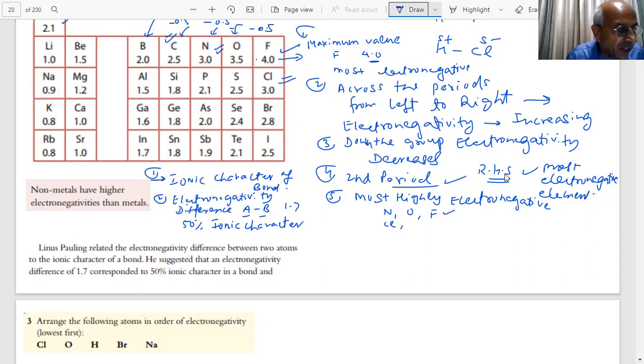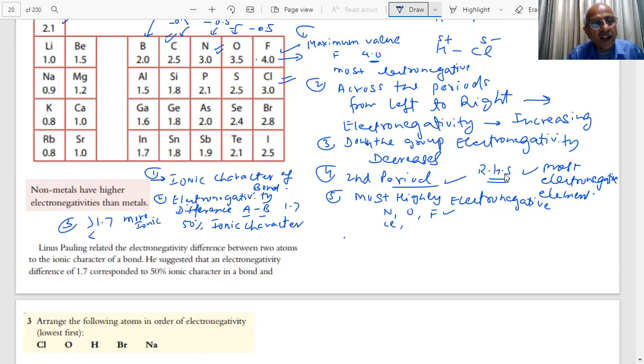Important point to note, student, he suggested. And if that difference is more, then we have 50% covalent and 50% ionic. Okay? That is what he said. And a higher electronegativity difference corresponded to a bond that was more ionic than covalent. If it is more than 1.7, then the ionic character is more than the covalent character. Okay? If the electronegativity difference is more than 1.7, then more ionic character is there.